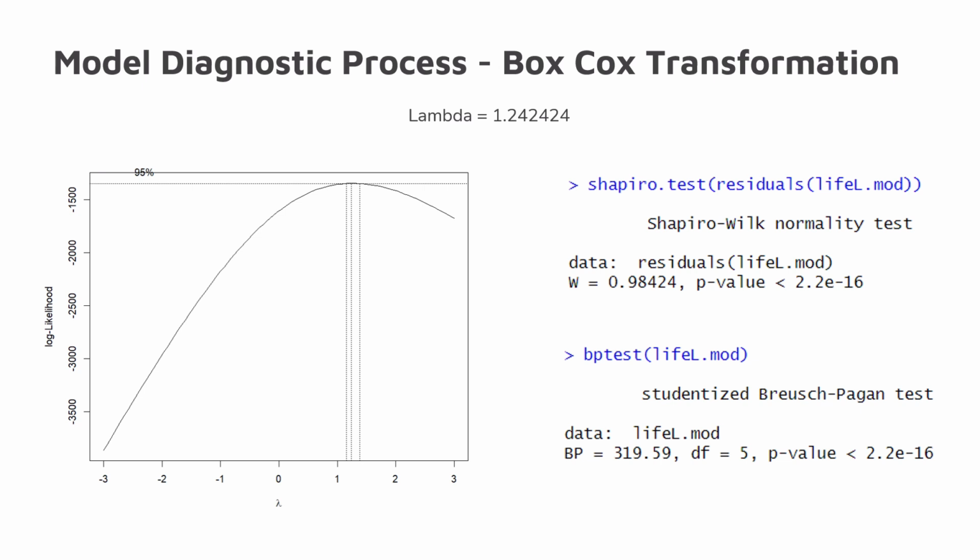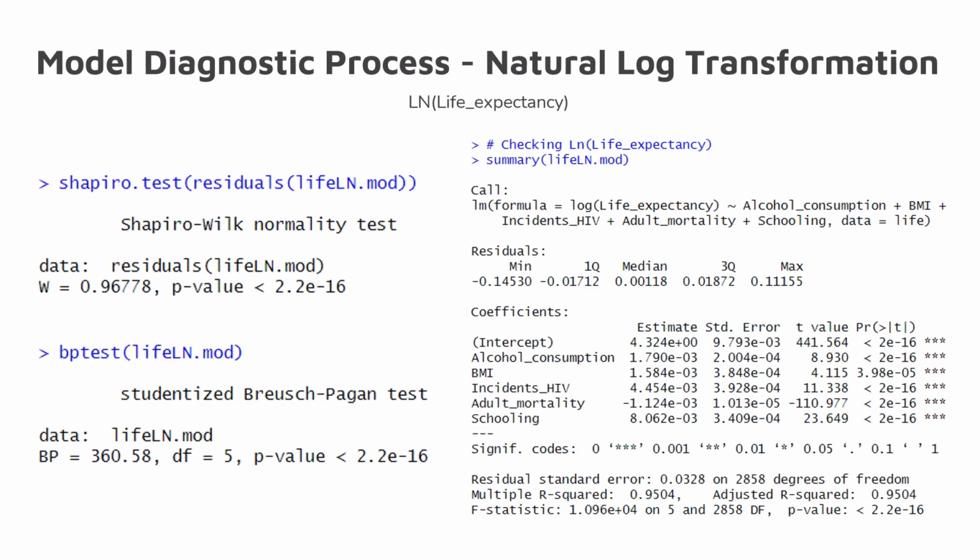However, after performing the Shapiro test and BP test again, we still obtain p-values that are less than alpha equal to 0.05, indicating that we reject the null hypothesis and our issues of non-normality and non-constant variance are present. We try another remedial measure by taking the natural logarithm of life expectancy. When we perform the Shapiro test and BP test again, we still obtain a p-value less than alpha equal to 0.05. Since our issues of non-constant variance and non-normality are still present, this indicates that we'll have to do a more extreme remedial measure, such as weighted least squares.